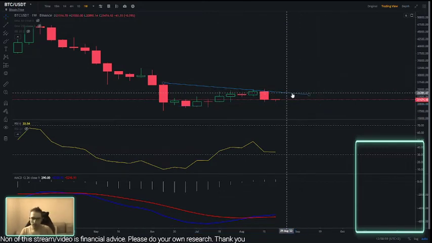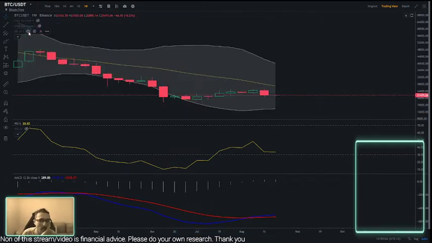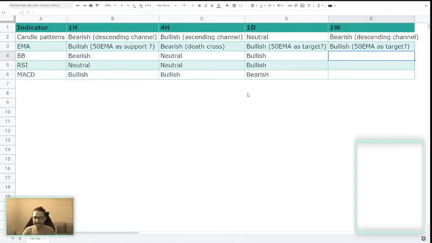I'm going to change this on the pattern, and once again, on the Bollinger Band, I don't know how to interpret that. So I'm just going to go for this ascending channel plus triangle.